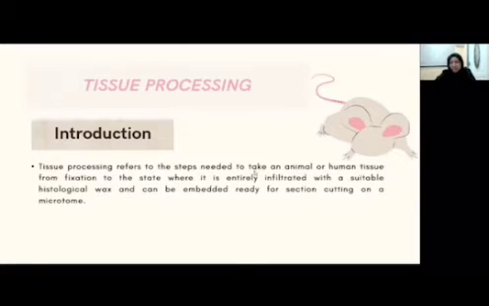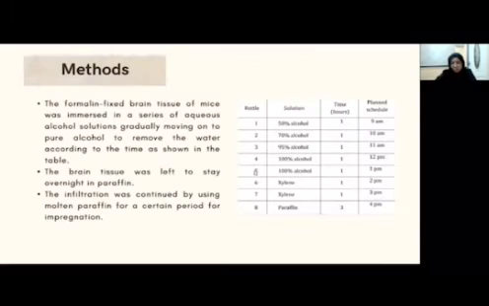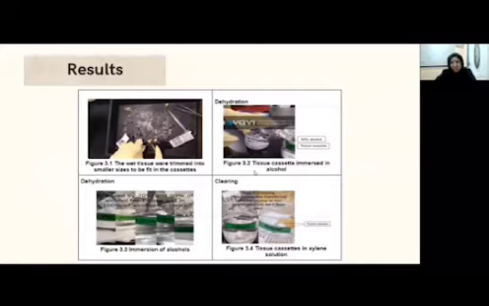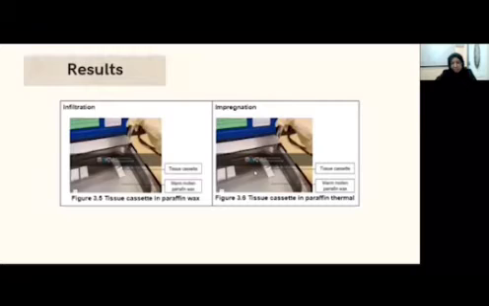Next is tissue processing. Tissue processing refers to the steps needed to take an animal or human tissue from fixation to the state where it is entirely infiltrated with suitable histological wax and can be embedded ready for section cutting on a microtome. These are the methods of tissue processing. Next is the instrument used, which are the automated tissue processor and paraffin thermal unit. The result shows four steps of tissue processing, which are dehydration, clearing, infiltration, and also impregnation.